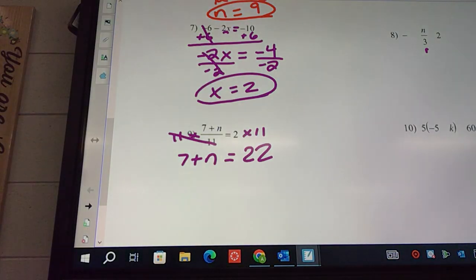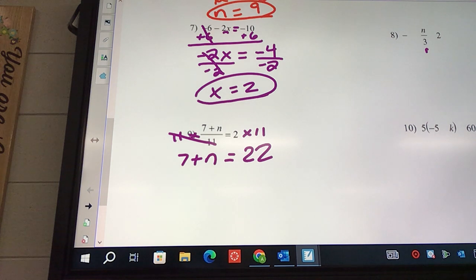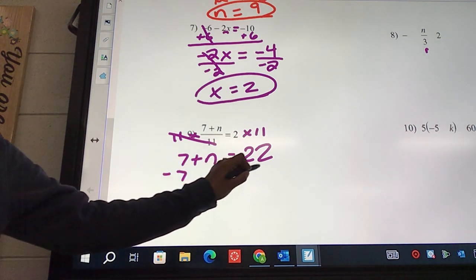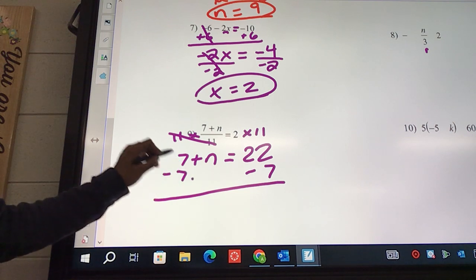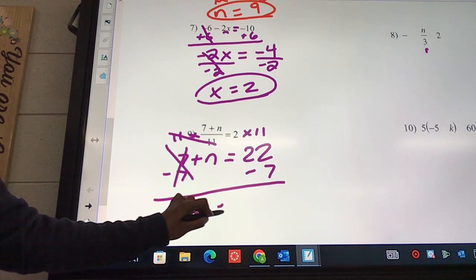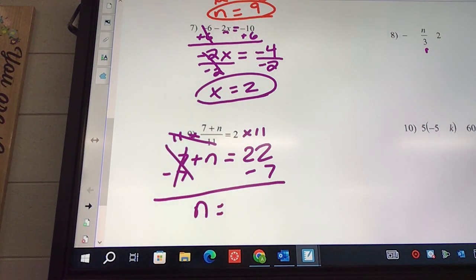And then what needs moved? The 7. How do I move it? We're going to minus 7. What is 22 minus 7? 15, somebody agree?